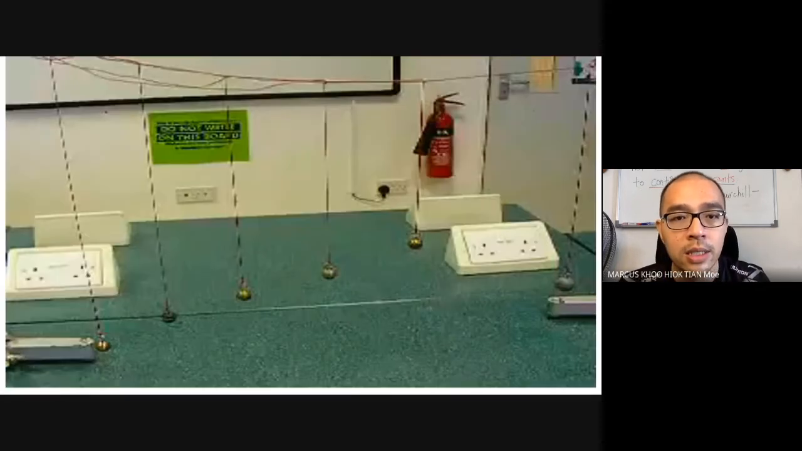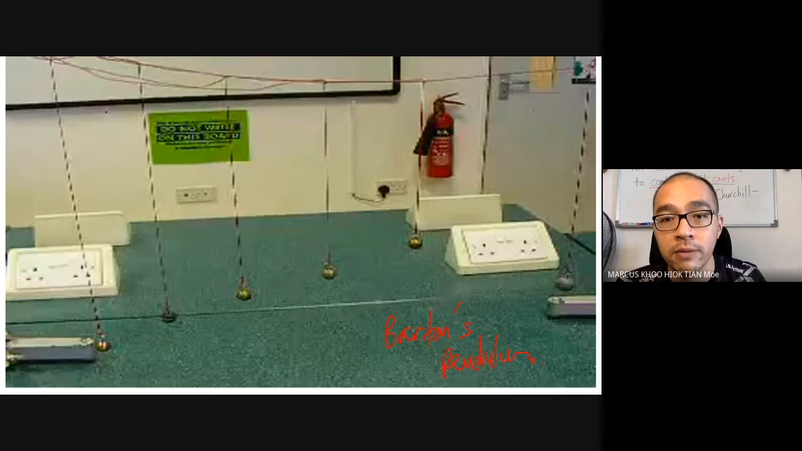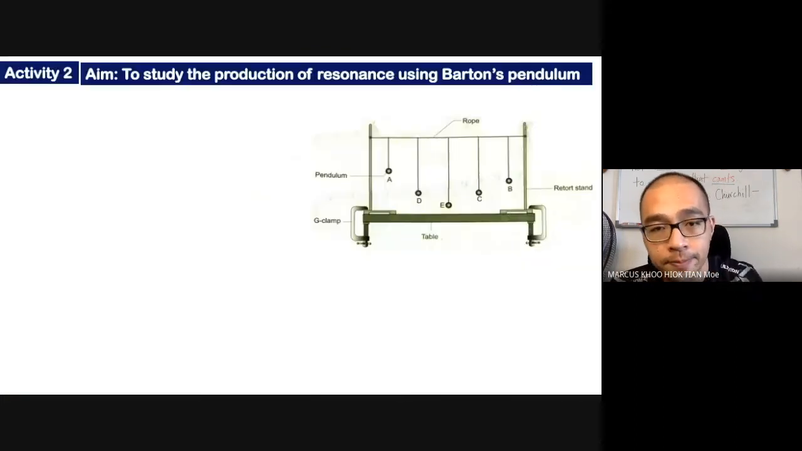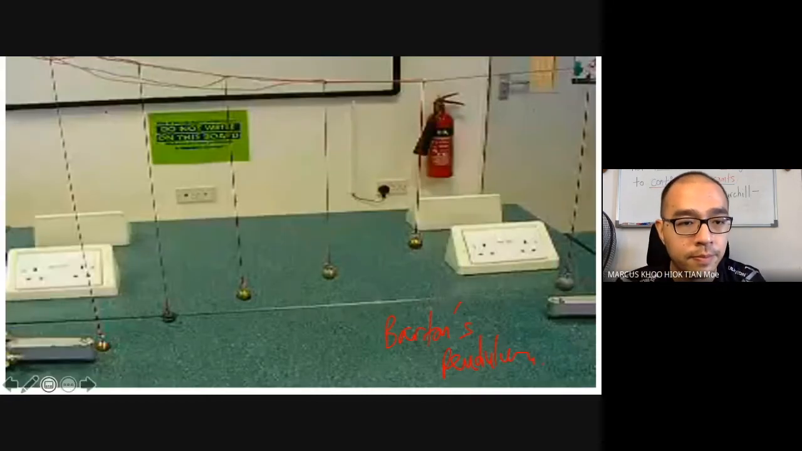So this is a situation, we call this Barton's pendulum, because the guy who discovered this is called Barton. So there are 5 gold color pendulums, and there's one silver color one at the side here. I want you to take a look at what happens.